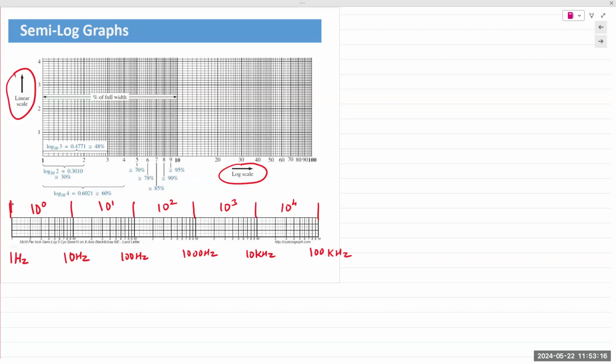Okay. So that's essentially how a semi-log graph would work. All right, any questions? And that is how we actually make Bode plots.